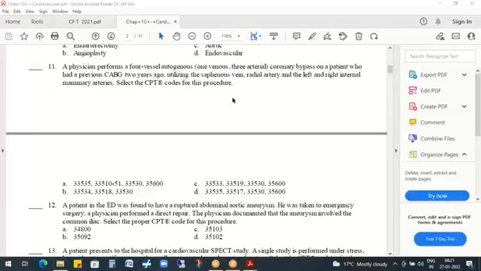Next, we need to note the type of machine. What do we need to look for? Type of machine, in brackets: pacemaker or defibrillator.